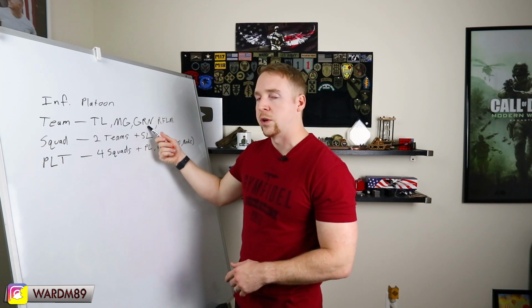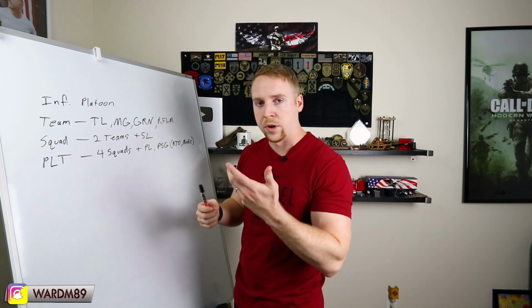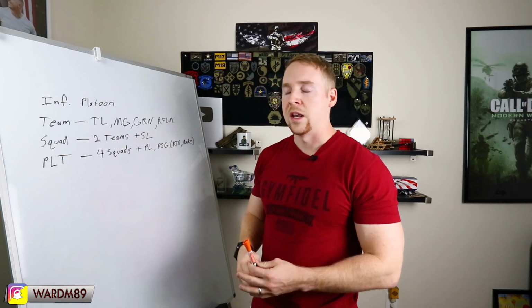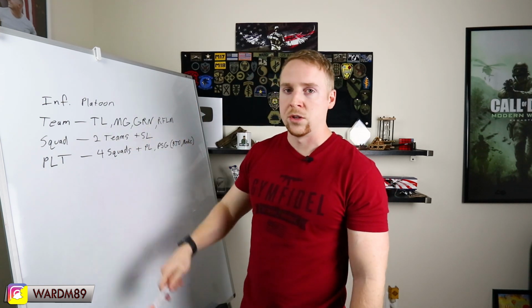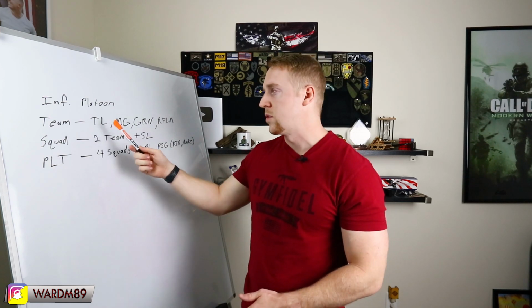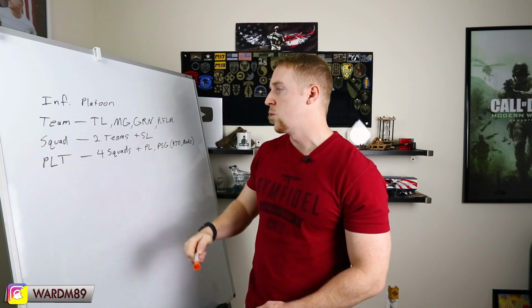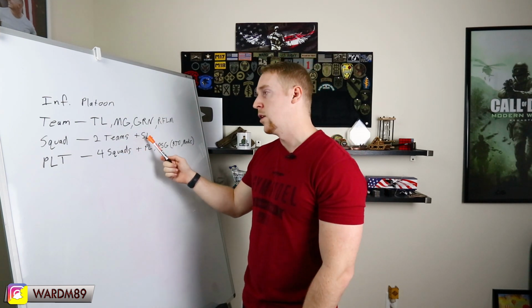You have your grenadier, which is somebody with an M4 with a grenade launcher underneath it. Then you have your rifleman, who is just somebody who has an M4. And your team leader is also just equipped with their M4. They are just the team leader. So you got 2 of these, Alpha team and Bravo team. Then you got your squad: 2 teams, and you have a squad leader.